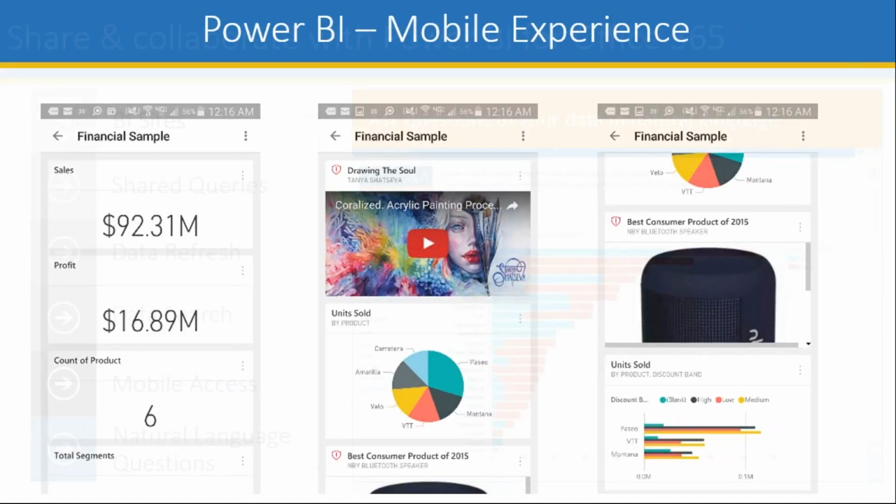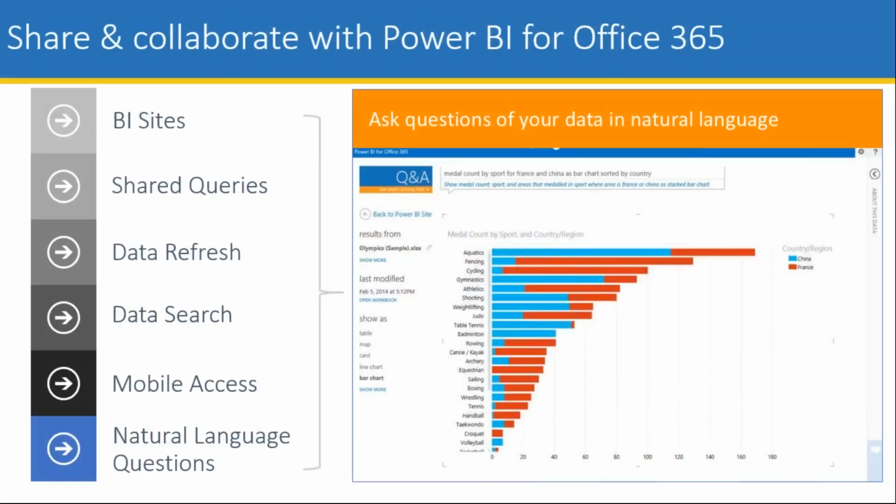Now a very, very important feature again is asking questions of your data in natural language. So try to make it more interactive, where you can put a question to your computer, saying, okay, show medal count, sports and areas that medal in sports with France and China as a bar chart. The system takes this as your query and returns a graphical representation of your data based on that language. So this is a very important feature of Power BI.